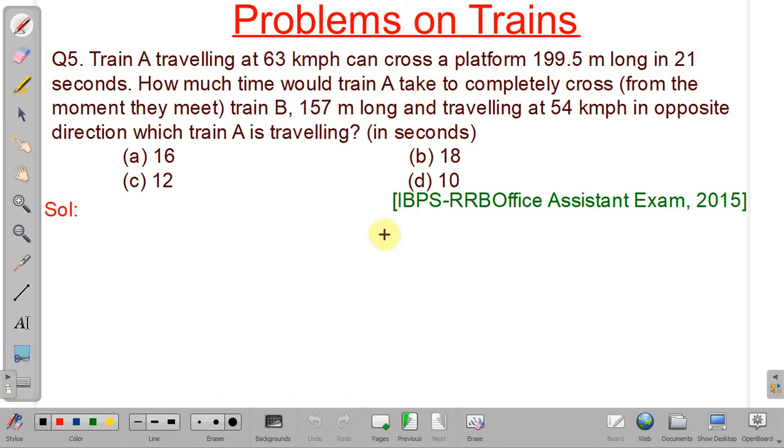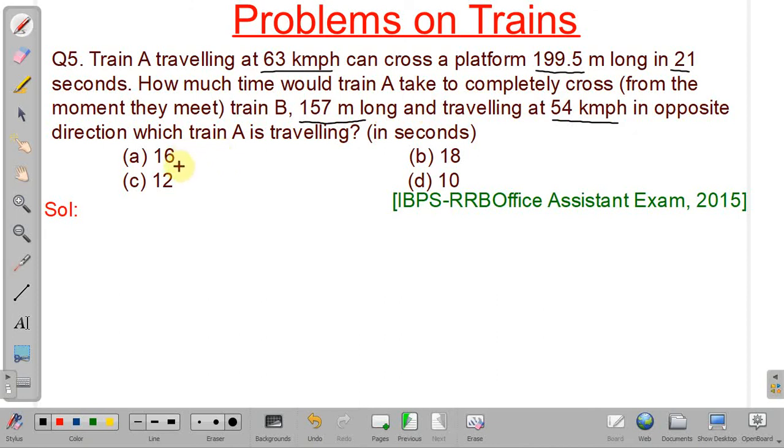See, in this problem it is given train A traveling at speed 63 km per hour crosses a platform whose length is 199.5 meter in 21 seconds. So we have to find how much time it will take to cross another train which is coming from opposite direction, and speed of second train is 54 km per hour and length is 157 meter. Okay, so we have to find the time.